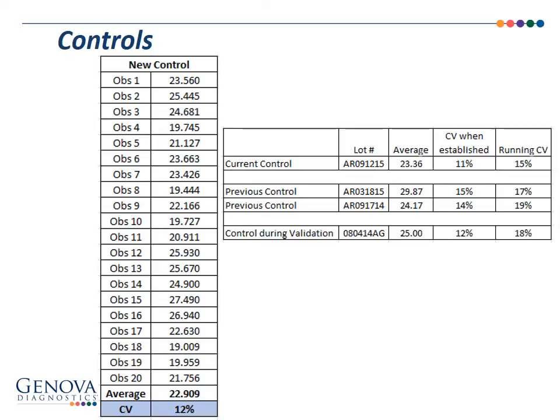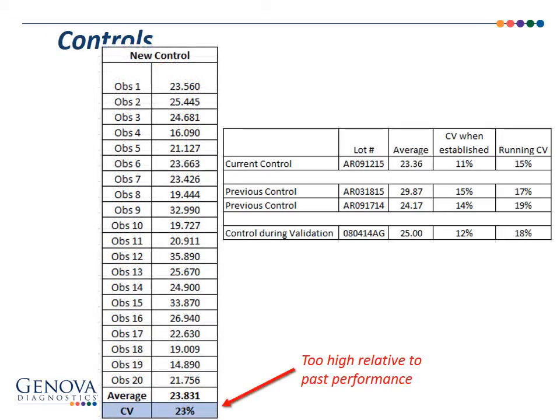The reason this is important, though, is that let's say that our CV is too high relative to past performance. So here we have a CV of 23% on the same control. Now, 23% may or may not be within the acceptable range, but it's certainly not within the range that we're expecting. We usually expect this, as we said, somewhere between 11 to 15%. So in this case, we want to take a look, are there any of these points that maybe are spurious that we should throw out?